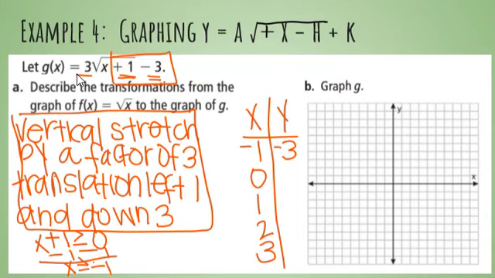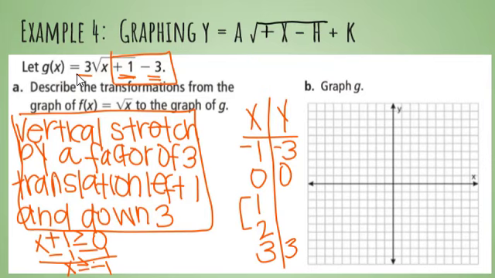When we plug in 0, 0 plus 1 is 1. The square root of 1 is 1. 1 times 3 is 3, and 3 minus 3 is 0. When we plug in 1 and 2, we're not going to get perfect squares because 1 plus 1 is 2, 2 plus 1 is 3. If you have a calculator, you can calculate those decimal values as well. Otherwise, we can plug in 3 because 3 plus 1 is 4, and that's a perfect square. The square root of 4 is 2. 2 times 3 is 6. 6 minus 3 is 3.